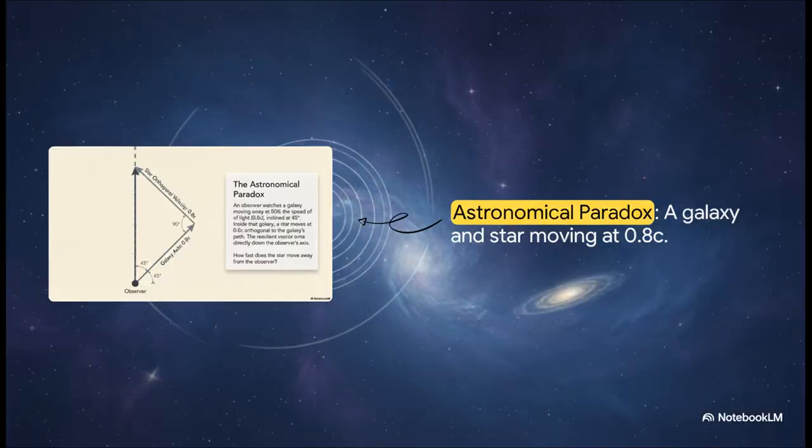Imagine you're an observer peering through a telescope out into the deep cosmos. You spot a distant galaxy, and it's moving away from you at 80% the speed of light, so 0.8 c. Now picture a star inside that very same galaxy. That star is also moving at 0.8 c, but it's traveling completely orthogonally, perpendicular to the galaxy's path. Because of that angle, the combined movement, or resultant vector, aims straight down your line of sight. So the big question is, how fast is that star actually moving away from you?